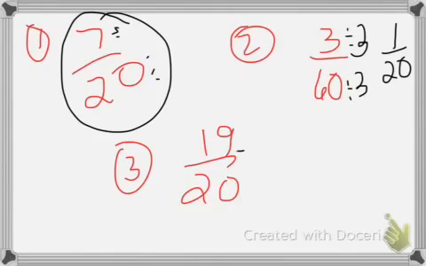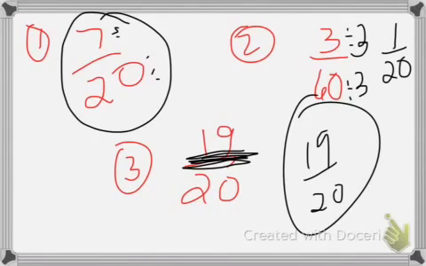Last one, 19/20. They're right next to each other. 19 and 20 are right next to each other. So I know it has to be simplified. So 19/20 is simplified. And that's all there is for that practice. I just wanted you to get some more work with those 2 skills.